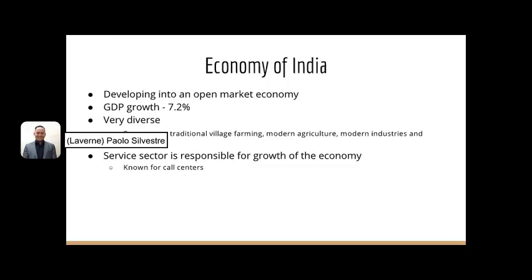The economy of India. The economy of India is the seventh largest in the world by nominal GDP and the third largest by purchasing power parity. The country is classified as a newly industrialized country, developing into an open market economy, and a developing country with an average GDP growth rate of approximately 7.2%.